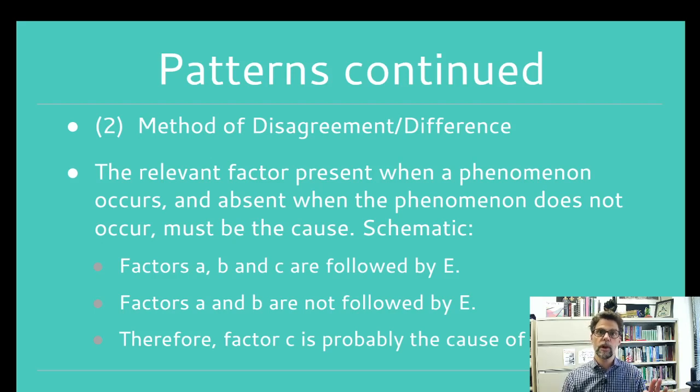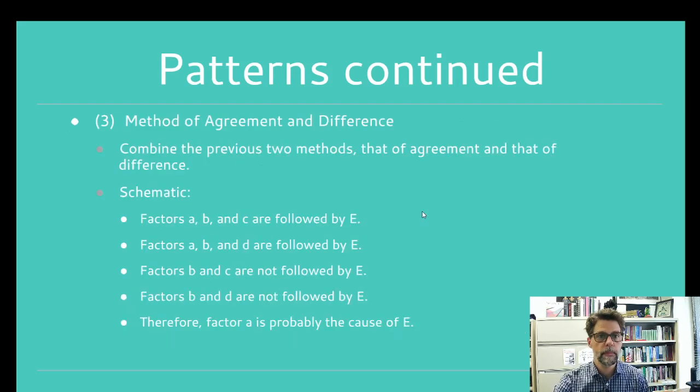So you look for two situations, one situation where you get the effect, another situation where you don't have the effect, and you see how those two situations differ. Where they differ is probably the cause of the effect. Now you can put them together. Consider a real-world case, right?